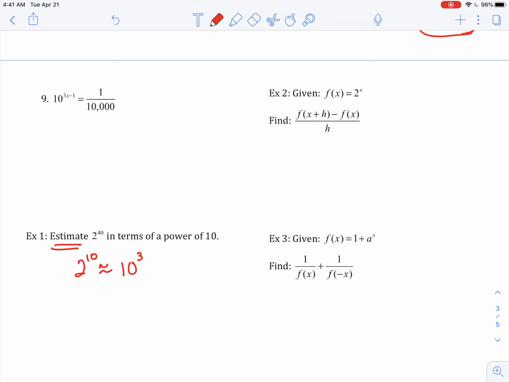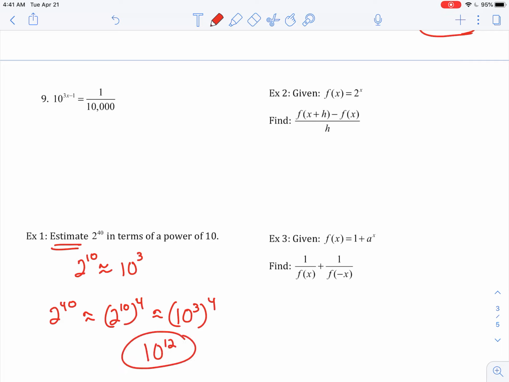So if we're just trying to estimate, 2 to the 40th would be the same thing as approximately 2 to the 10th to the 4th, and 2 to the 10th to the 4th would be approximately 10 cubed to the 4th, replacing our 2 to the 10th with our 10 cubed, which would give us approximately 10 to the 12th, because recall, power to power, you should be multiplying those exponents. Just reviewing again our exponent rules when we are working with exponents.